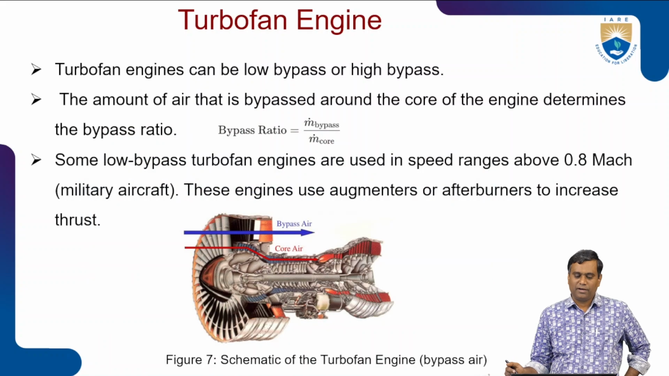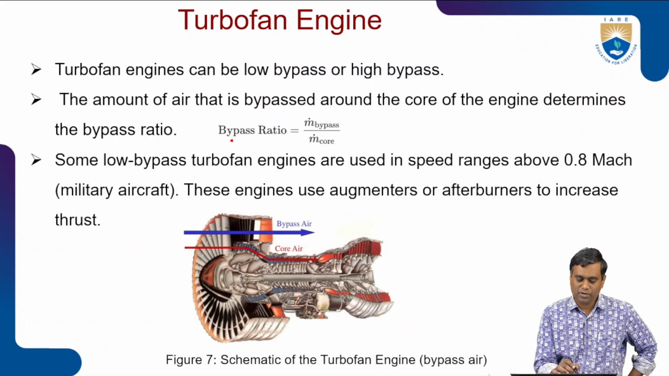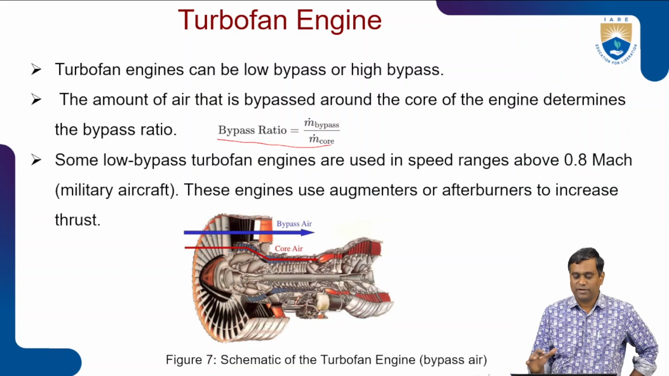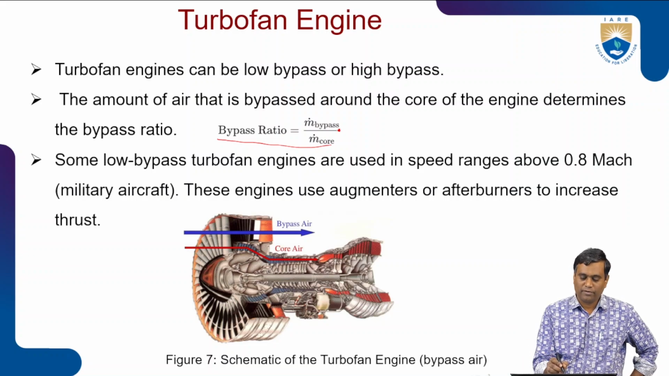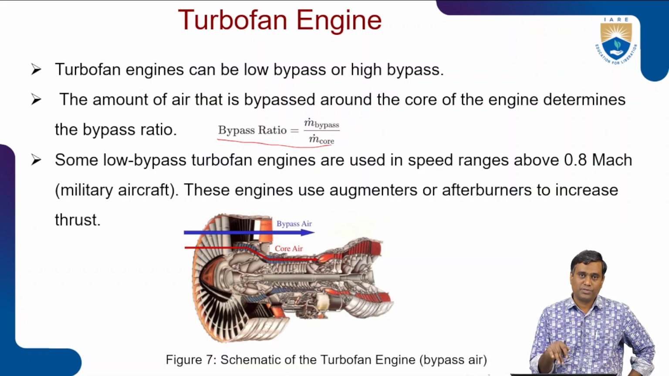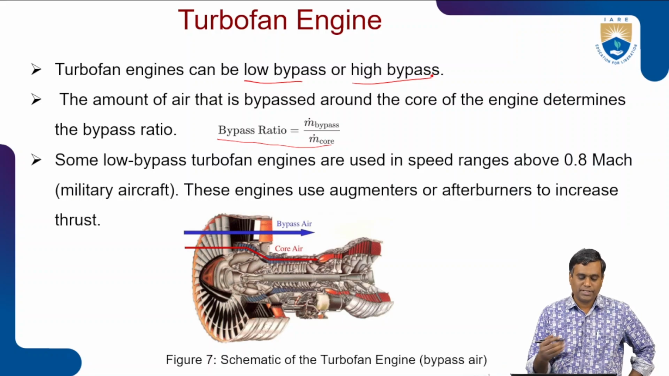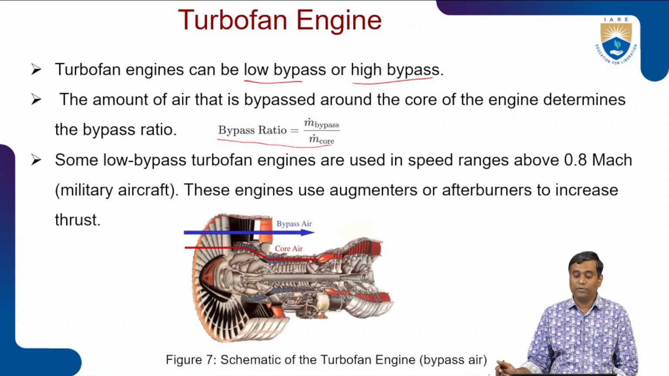So we'll see an important term related to turbofan, that is bypass ratio. Bypass ratio is the ratio between the mass flow rate of bypass air to the mass flow rate of air which passes through the core. Here we can see the formula: m dot bypass divided by m dot core is the bypass ratio. Based on bypass ratio also, we have different types of turbofan engines. A turbofan engine can be low bypass or high bypass. The definition is again the amount of air that is bypassed around the core of the engine. Low bypass ratio turbofans are used for military operations.